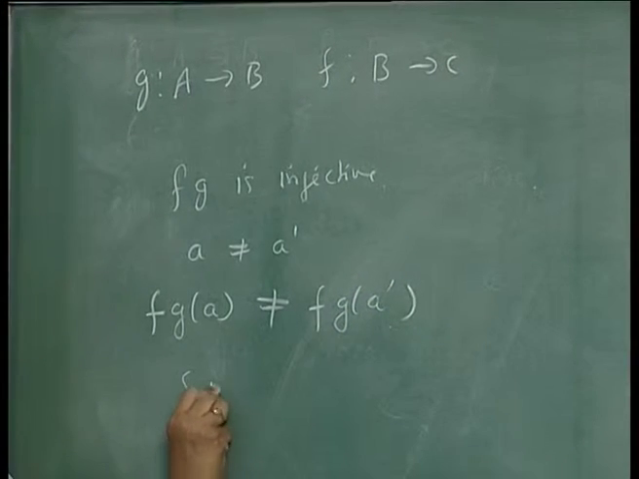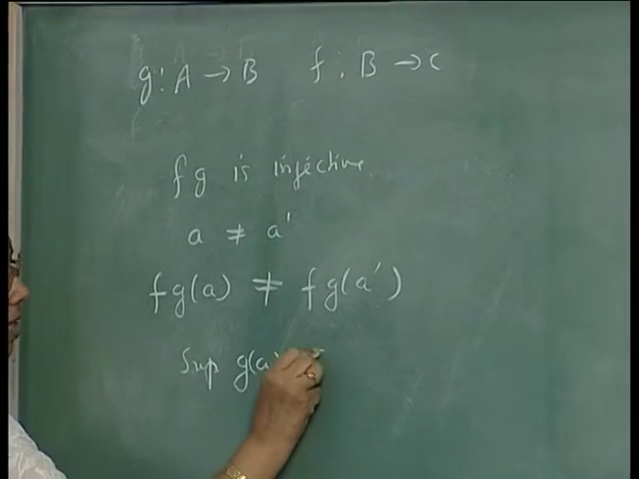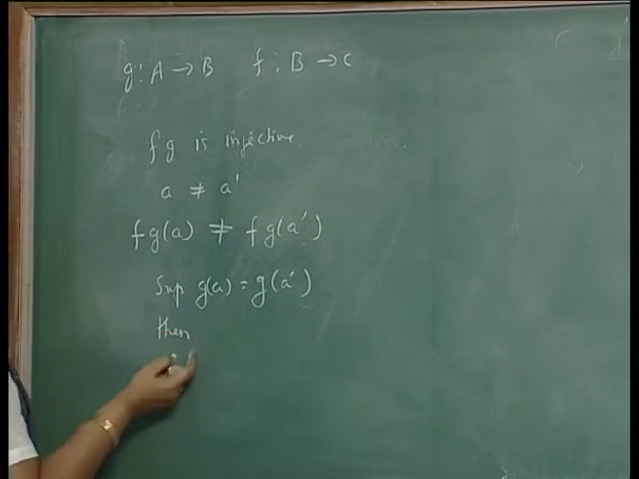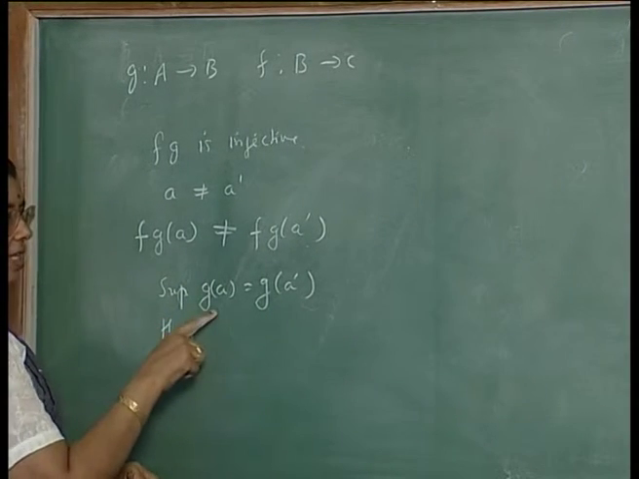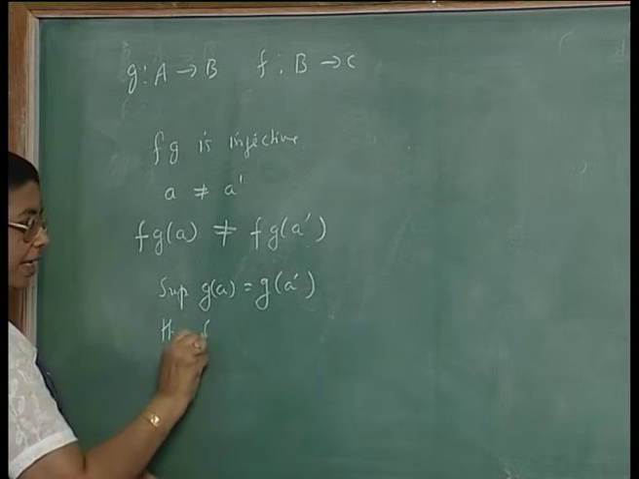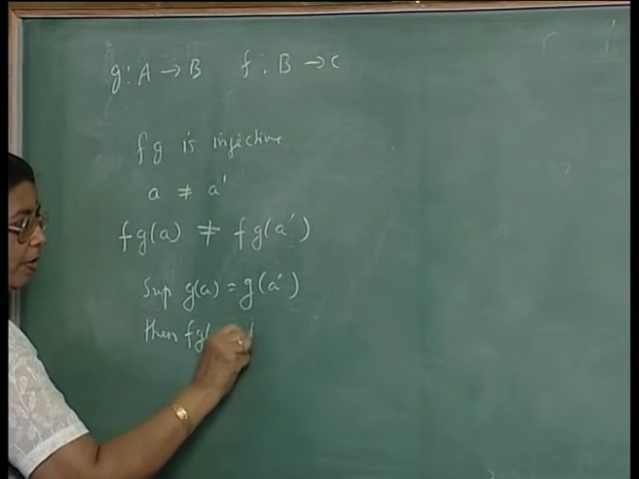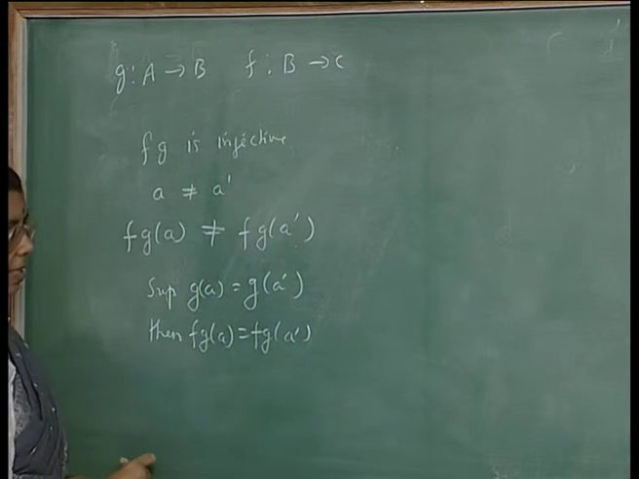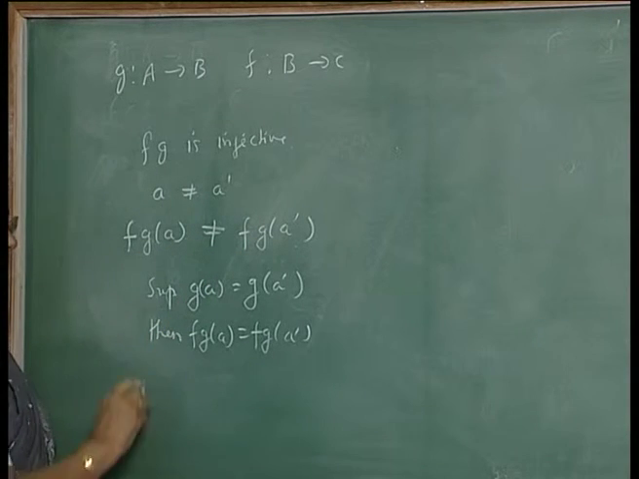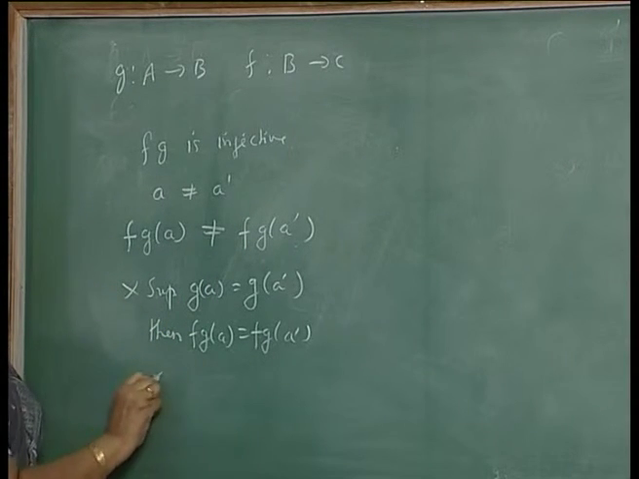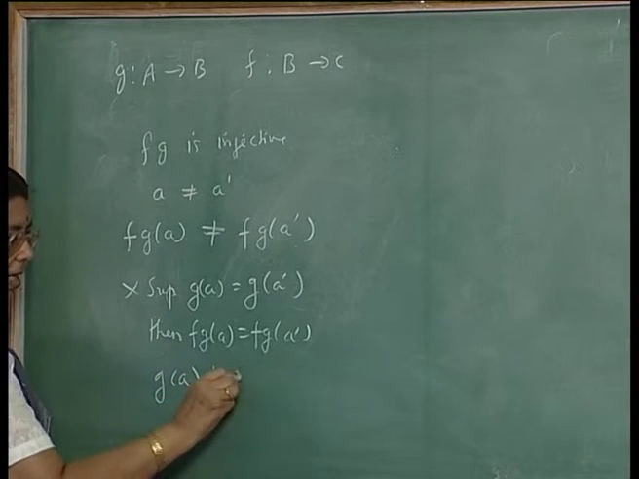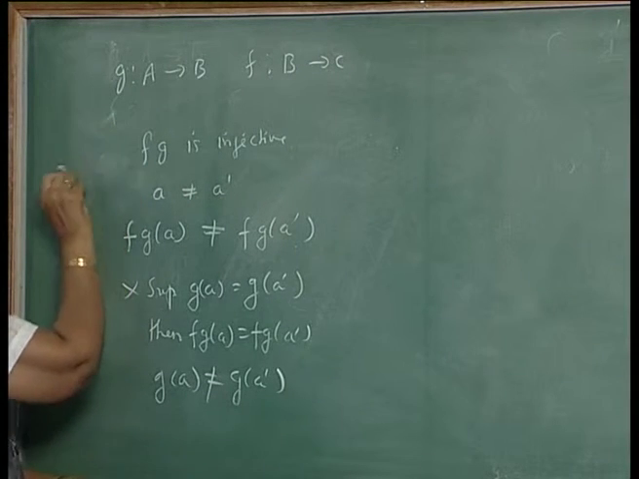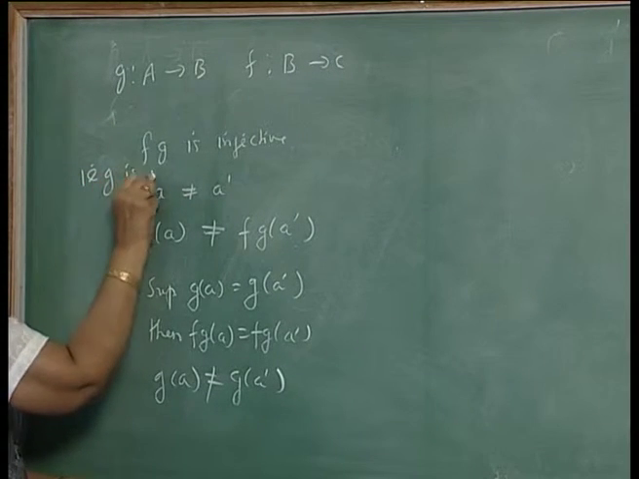But suppose g(a) is equal to g(a dash). If g were not injective, you may get a case like this. In that case, f(g(a)) will be equal to f(g(a dash)), isn't it? Mapping this onto f, you will get this. But you know that f(g(a)) is not equal to f(g(a dash)), so this cannot happen. So, g(a) will not be equal to g(a dash), that is g is injective.